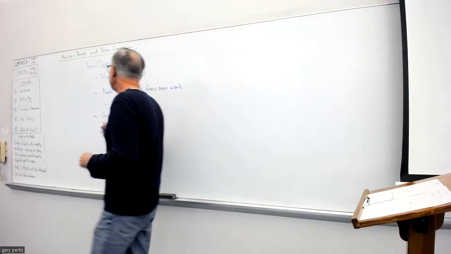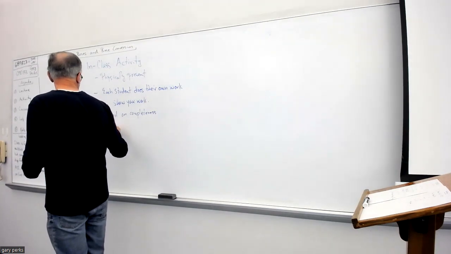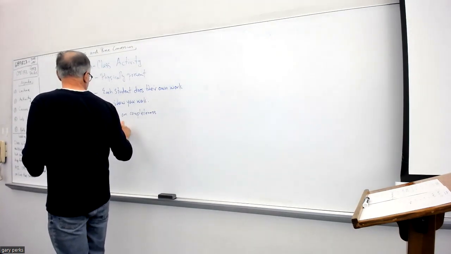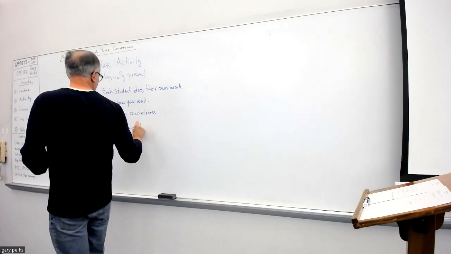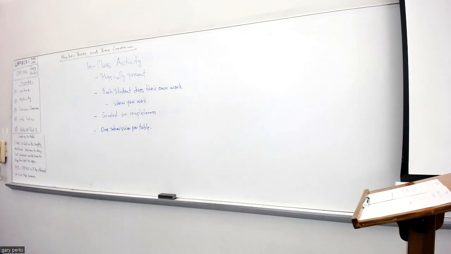And then the other thing is, it's just one submission per table. So whatever table you're sitting at, like this table over here, that's table 1. This is table 3, table 4, table 5, table 6, table 7, table 8.